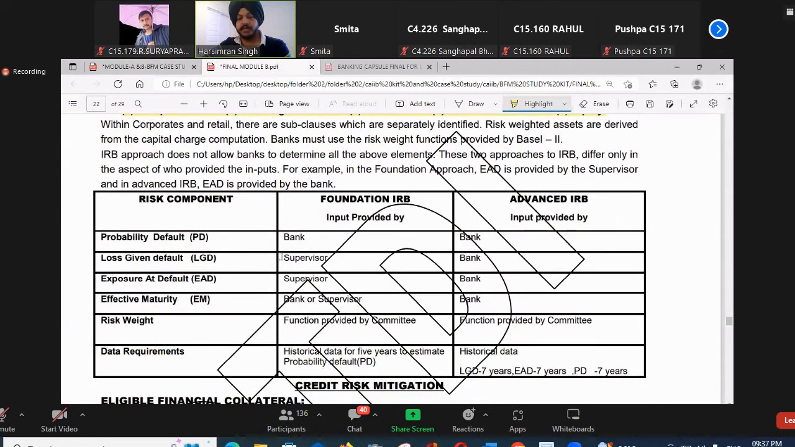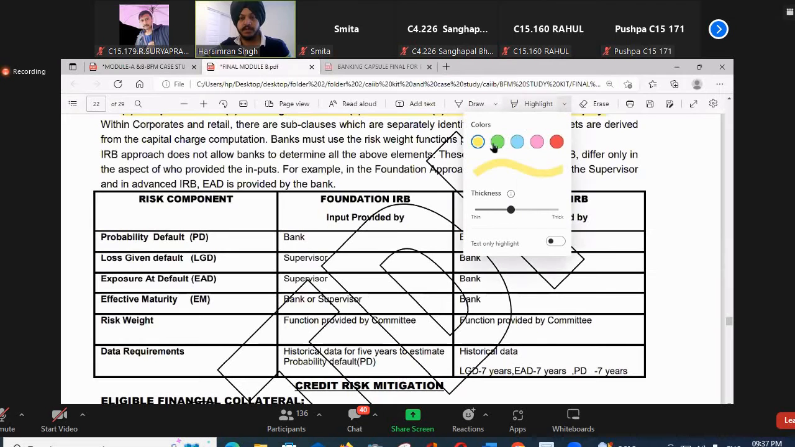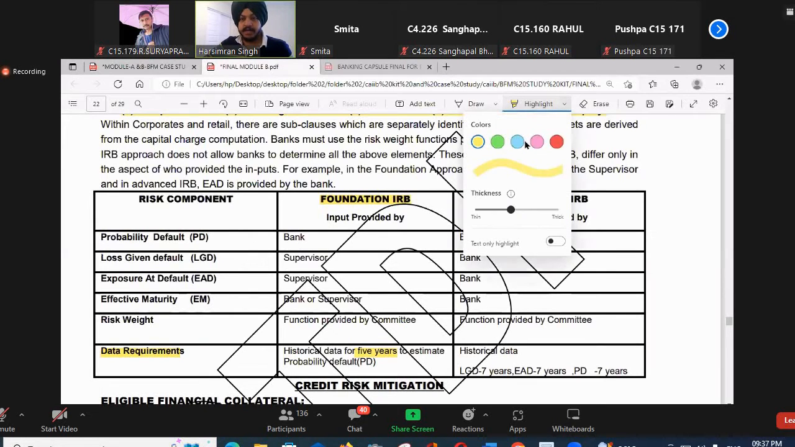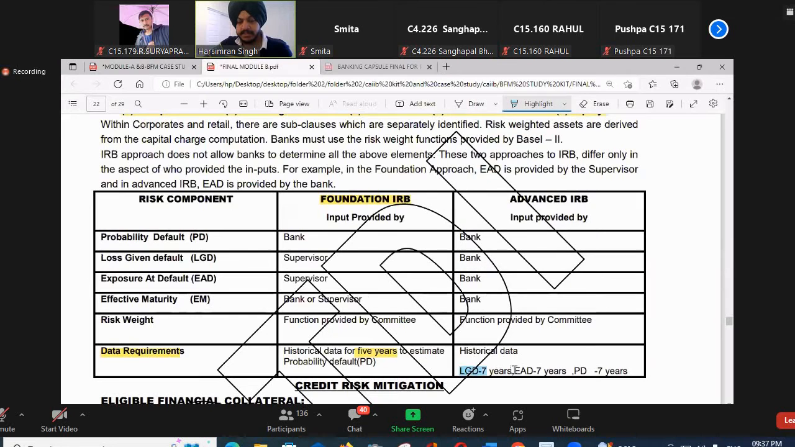he says that what is the difference between the foundation approach and the advanced IRB approach. In the foundation approach, first of all, you need the data only for 5 years. Whereas in advanced approach, you need data for 7 years. पहली बात. दूसरी बात, in advanced IRB approach, PD, LGD, EAD or M, all these things are calculated by the bank.